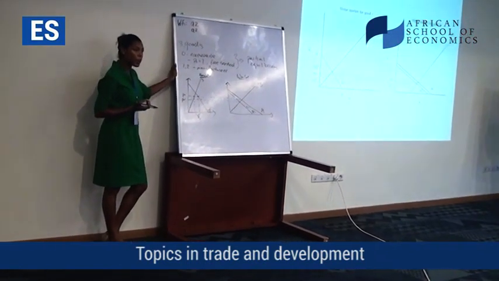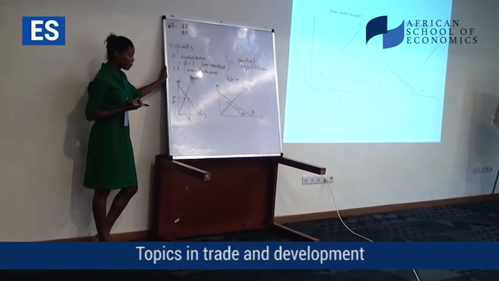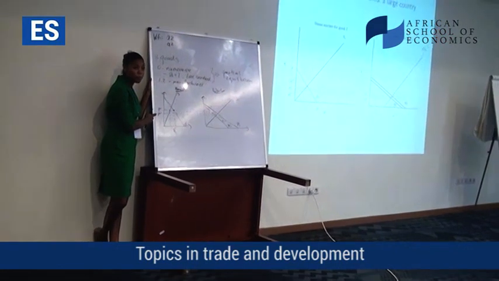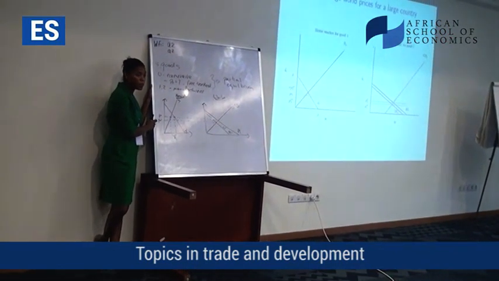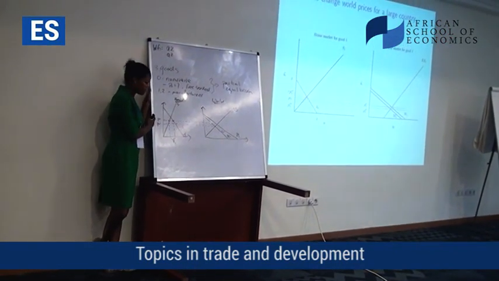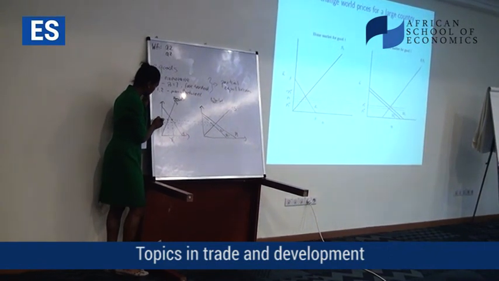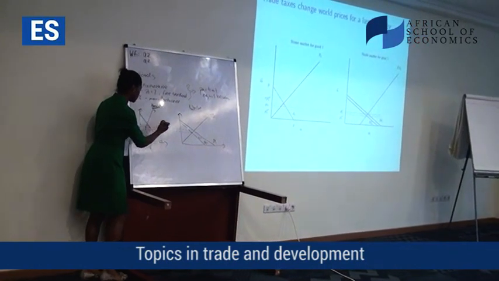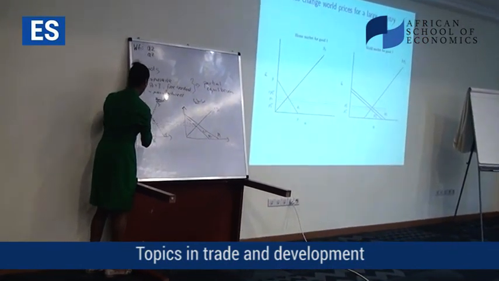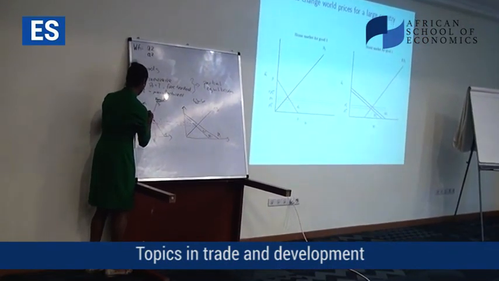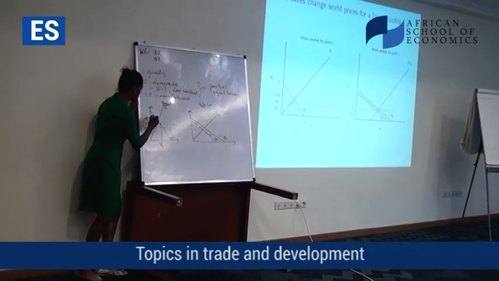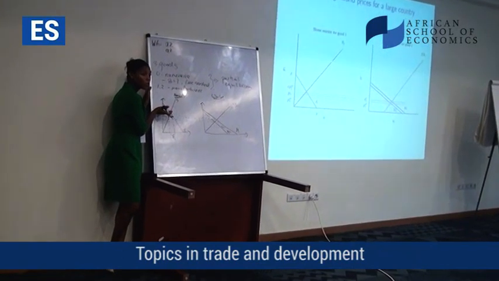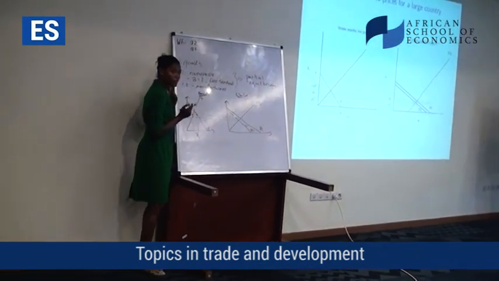But in the domestic market, the price that consumers face is not P star prime. The price consumers face is P star prime plus the tariff. So now that price is going to end up above the original domestic price. So now we have P star prime, rather, times tau. And that is above the old world price.